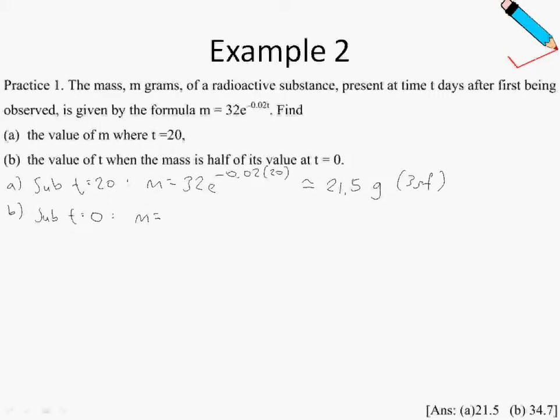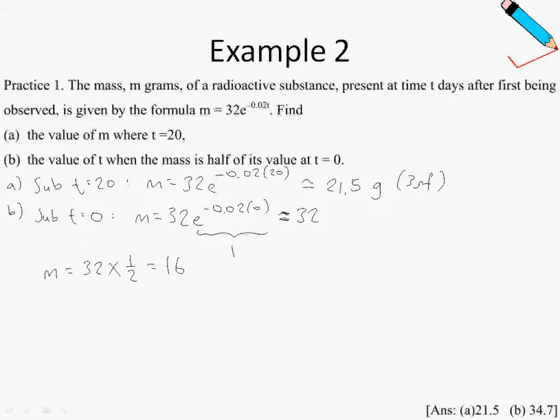So m is equal to 32 times e to the power of negative 0.02 times 0. This is just equal to 32, because this term goes to 1. Anything to the power of 0 is just 1. So if the mass is 32 at time 0, then what is half of this mass? Half of this mass will just be 32 times half, which is 16.